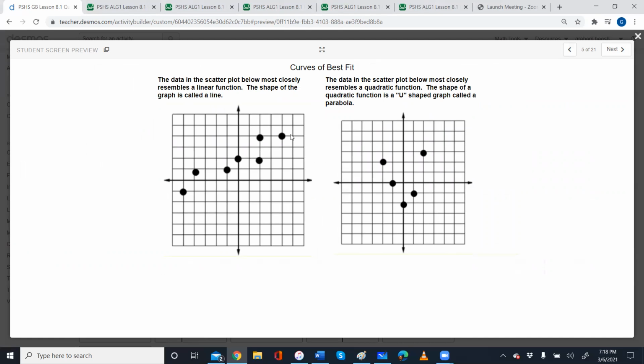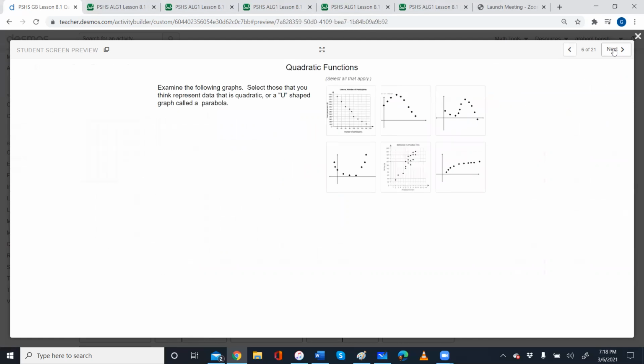Like you can kind of see this one's going upwards again. So this one kind of looks like a straight line. This one starts to go down, but notice it comes back up again. So this is more like that U shape. So that would be your example of a quadratic equation. We have a little assignment here.